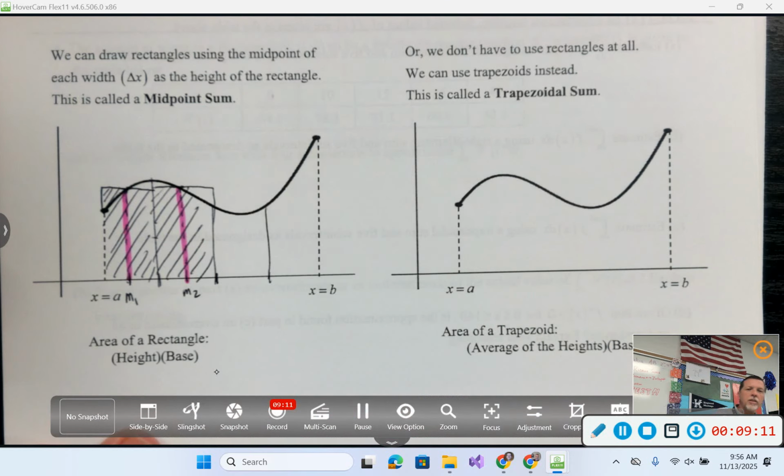Okay, down here at the bottom, just a reminder, the area is base times height for a rectangle. I'm going to write base and height because that way when I write area of a trapezoid, I can use base and height again, but it's going to be the average height. So for rectangles, you use the height. For trapezoids, you use the average height. That way those formulas look similar enough to help you keep them straight. So use the left, use the right, use the middle, or draw a trapezoid.